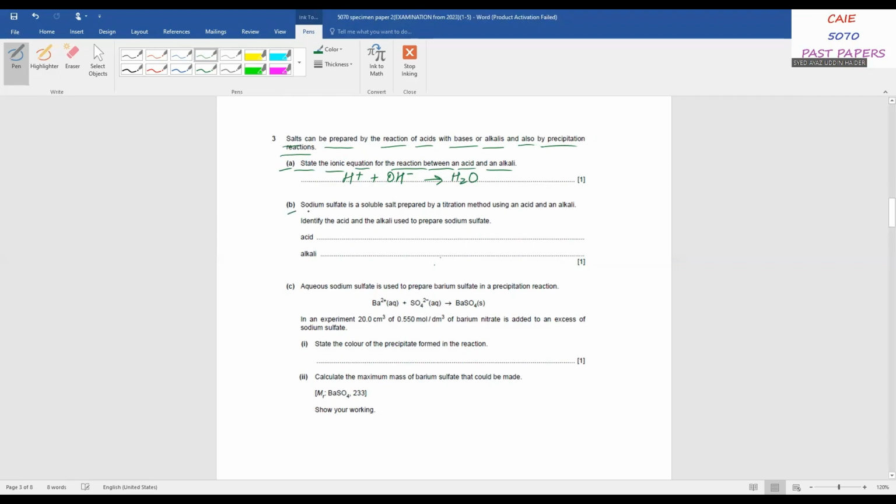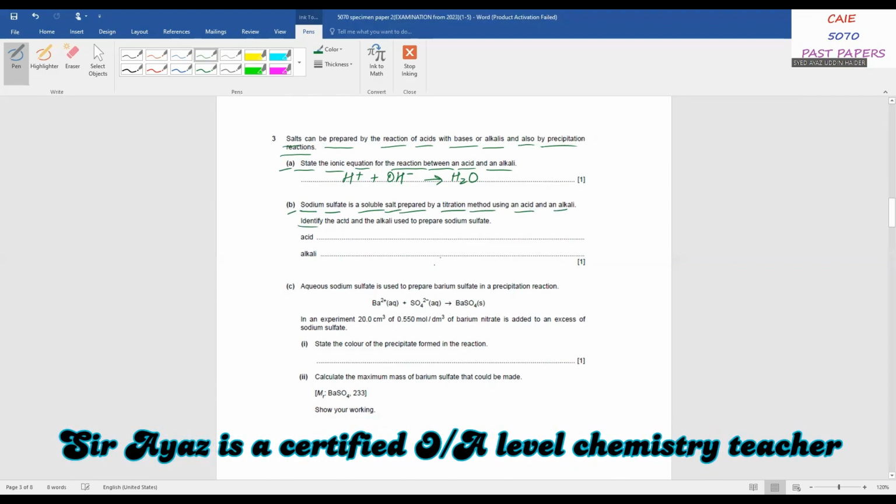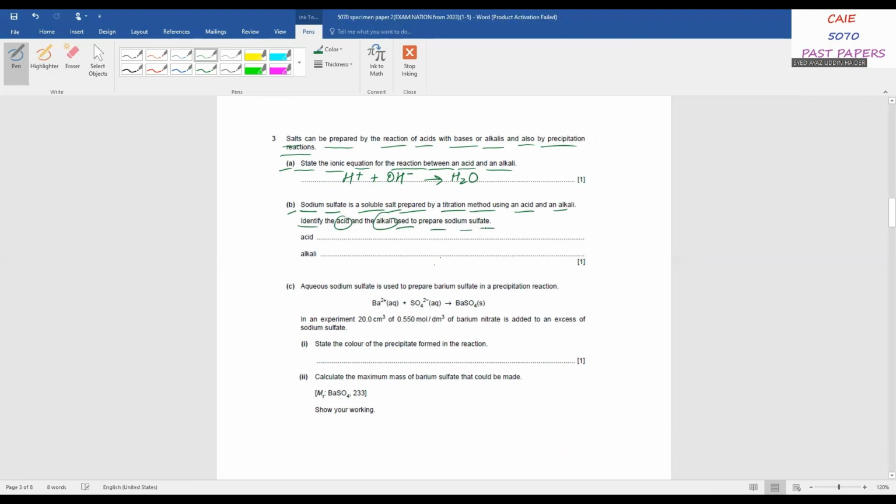Part B. Sodium sulfate is a soluble salt prepared by a titration method using an acid and an alkali. Identify the acid and the alkali used to prepare sodium sulfate. It's very easy. The sulfate ion is coming from an acid, sulfuric acid.